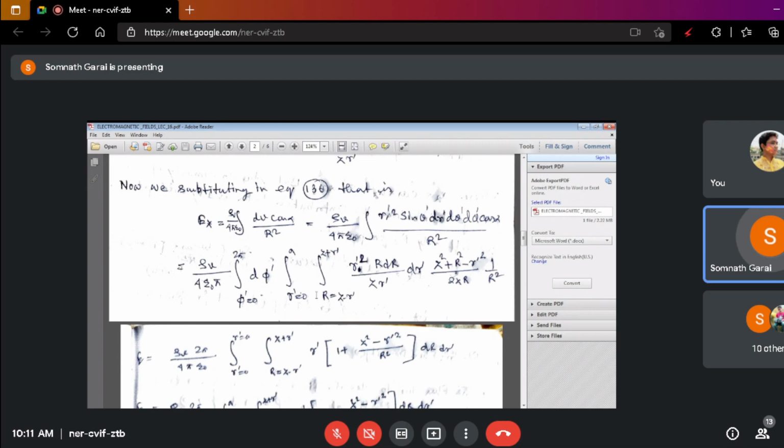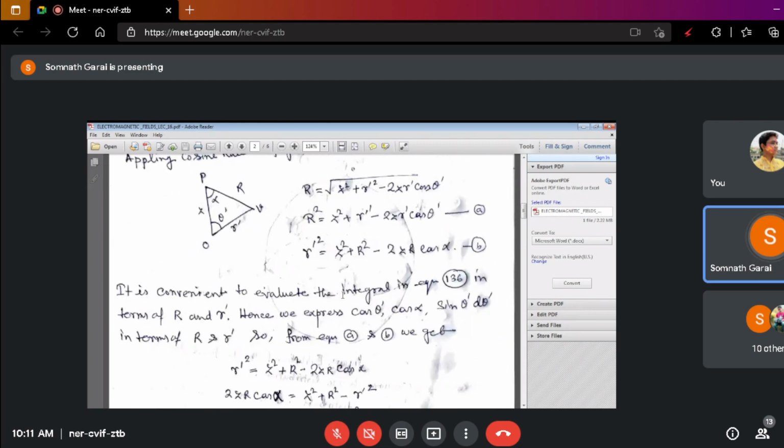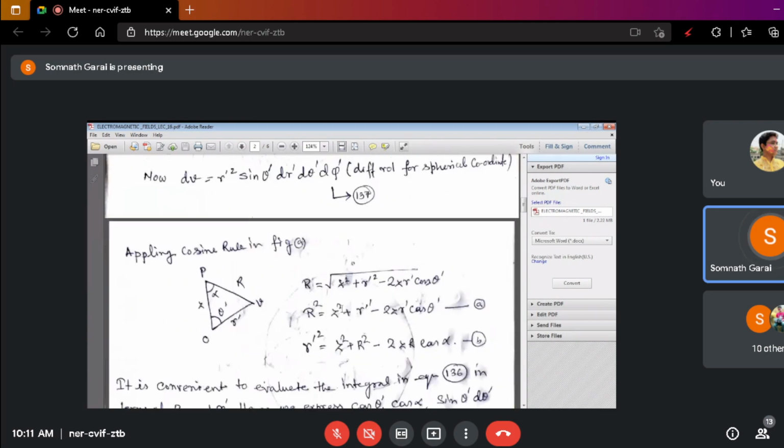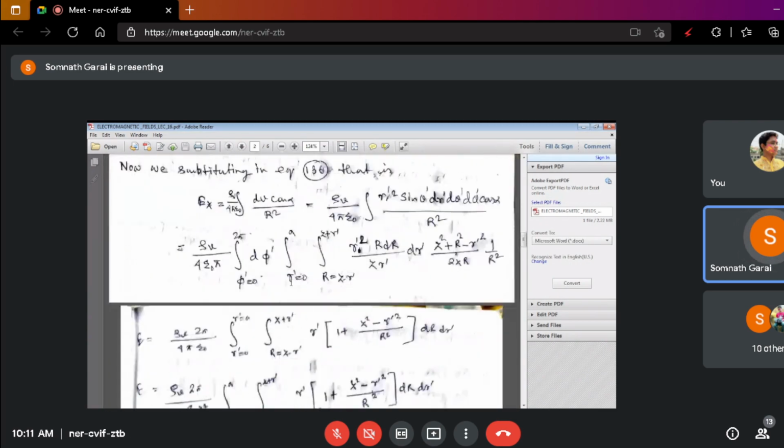So r dot, here r dot varies from 0 to a, because this is according to exactly this location. So this r dot varies from 0 to a. That's why the integration of r dot has lower limit 0 and upper limit a, right?